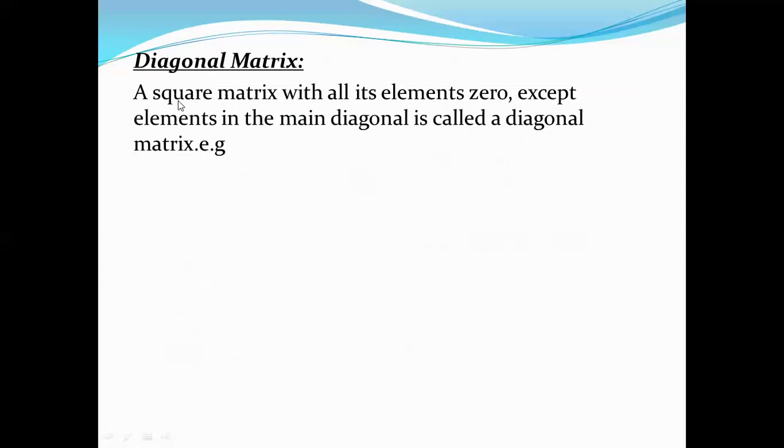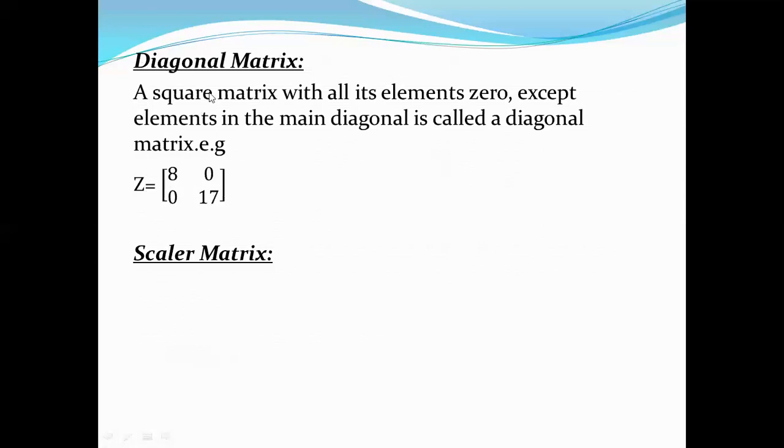Now diagonal matrix. A square matrix with all its elements 0 except elements in the main diagonal is called a diagonal matrix. For example, Z equal to [8, 0, 0, 17]. We observe here the main diagonal is this and it has two elements and the other elements are 0. That's why this type of matrix will be called a diagonal matrix.